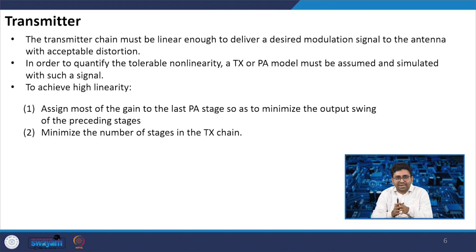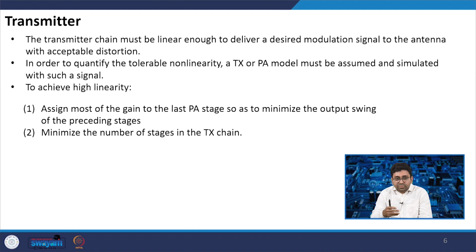In order to achieve high linearity, we can assign most of the gain to the last PA stage and minimize the output swing of the preceding stage. That will help to have sufficient linearity at the output, because your power amplifier should be sufficiently linear. We have also discussed multiple techniques of how linearity can be improved, and those techniques can be incorporated. And we can minimize the number of stages in the transmitter chain, because as we increase the number of stages, the nonlinearity also cascades, and we have already done the cascaded nonlinearity analysis. However, the last stage, the power amplifier, is more important, and it should have sufficient linearity. There are various methods useful to improve this linearity.